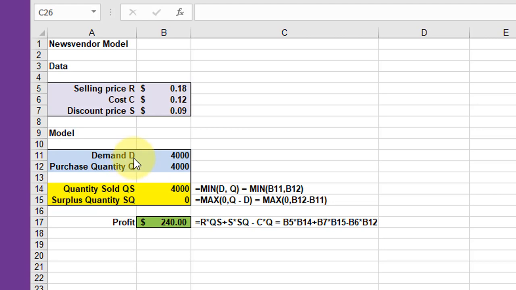The part in blue, the demand and the purchase quantity, those are variables. The demand we can't control, but here we're assuming it to be 4,000. And I'm starting out the decision variable and saying it's also 4,000. In yellow are our outputs here. The first part is the quantity sold, QS, and it's 4,000. And it's the minimum of the demand or the quantity that he purchases, Q. The reason for that is he cannot sell more than demand, and he cannot sell more than Q. So it's the minimum of those two, and that's the formula with the cell references.